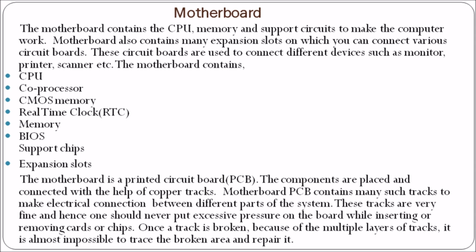The motherboard contains CPU, coprocessor, CMOS memory, real-time clock, memory, BIOS support chips, expansion slots. The motherboard is a printed circuit board. The components are placed and connected with the help of copper tracks. Motherboard PCB contains many such tracks to make electrical connection between different components of the system.